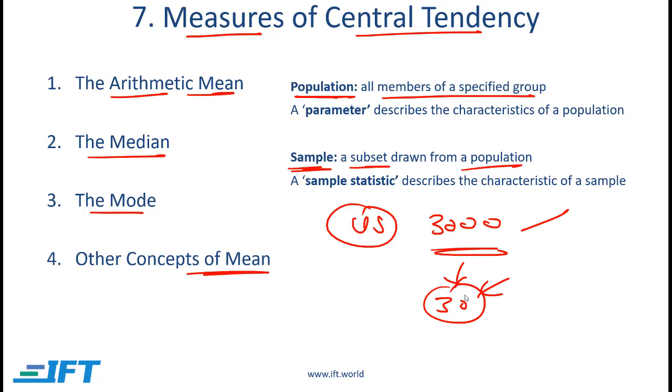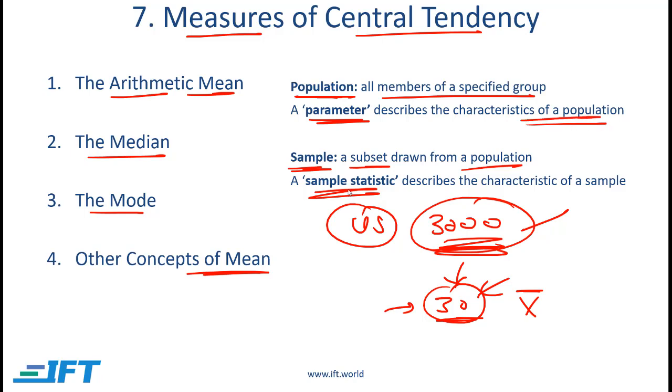Any statistic that we create based on this sample would be called a sample statistic. So for example, if we calculate the average return over the last fiscal year for these 30 stocks, that would be called a sample statistic, and generally the sample mean is denoted by X bar. If we calculate the average for this entire population of 3,000, then that is called a parameter. So a parameter describes the characteristic of a population, and a sample statistic describes the characteristic of a sample.